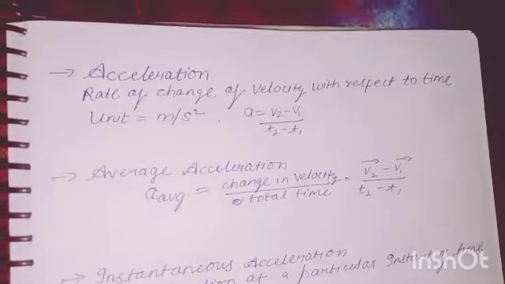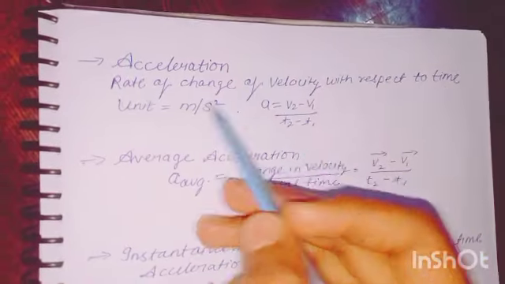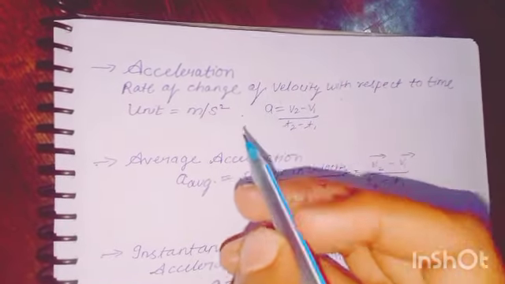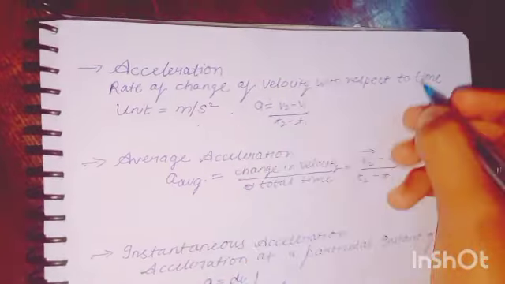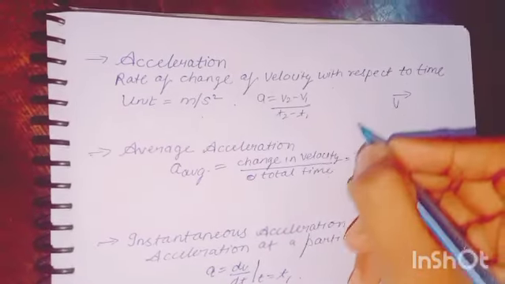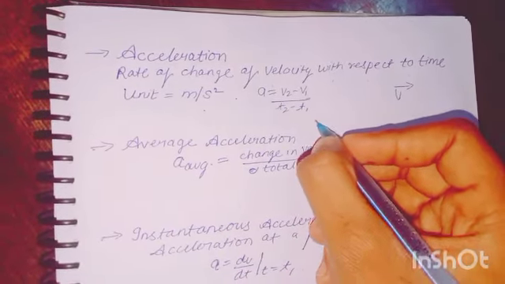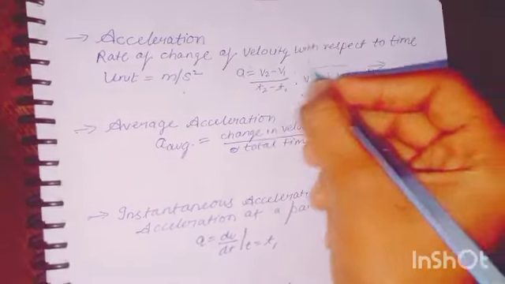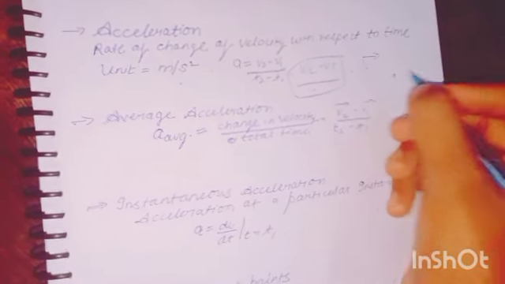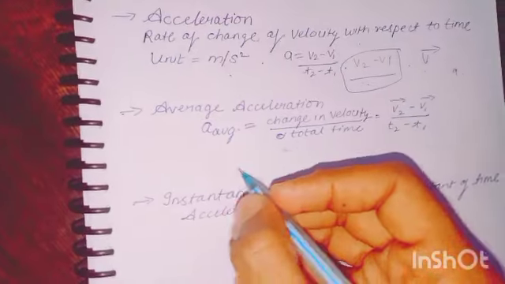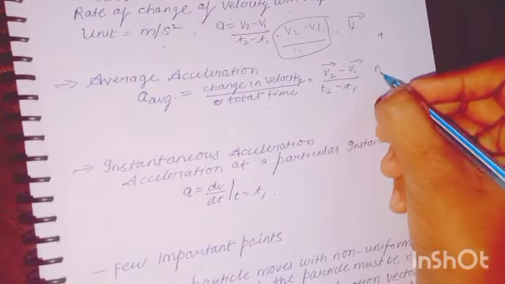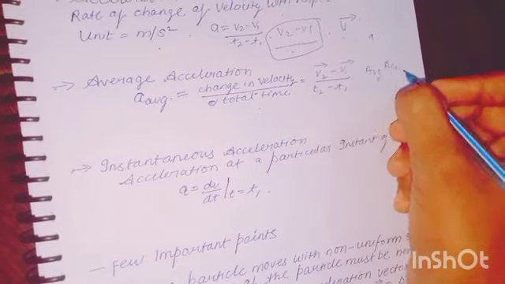Now come to acceleration. We all know the rate of change of velocity with respect to time is called acceleration, and its unit is meter per second square, and it's also a vector quantity. The formula of acceleration is v2 minus v1, change in velocity upon change in time. Now come to average acceleration. It is the same as usual: change in velocity upon total time taken is called average acceleration. When we have too many accelerations, then we find the average acceleration.